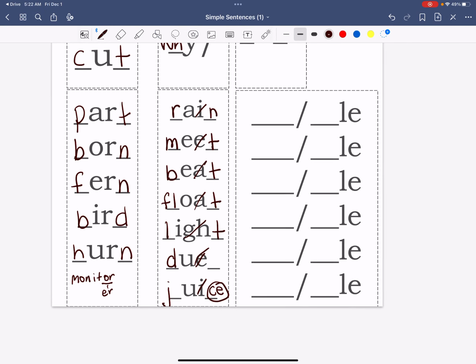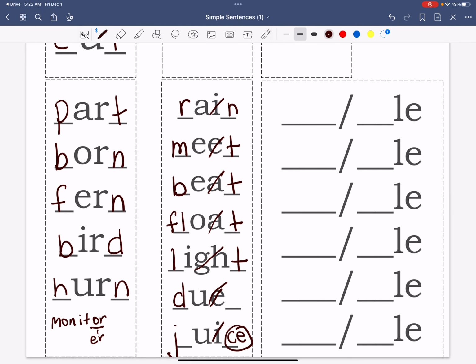Okay. And finally, the last syllable type is what we call the consonant LE syllable type. Basically, it's when words end in LE. The L at the end of the word, and even in the middle of the word, depending if it's the end of the syllable or the beginning of the syllable, makes a different sound. It doesn't make the L sound like in Lisa. It makes almost like an O sound. O, O.